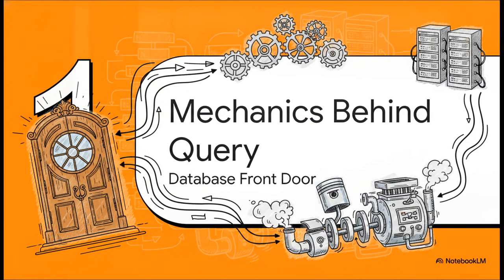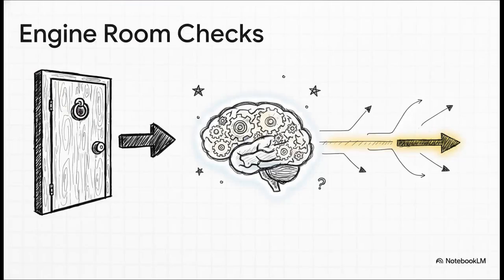Section 1. Mechanics behind the query, the database front door. Right, so when you log in, boom, you're assigned a unique connection ID. Your query breezes through those front door security checks we just talked about. But here is the absolutely critical part. SQL is a non-procedural language. That means you tell the database what you want, but you don't tell it how to get it. The query optimizer acts as the brain that figures out the absolute fastest way to execute your request, picking the best tables and indexes to start with.